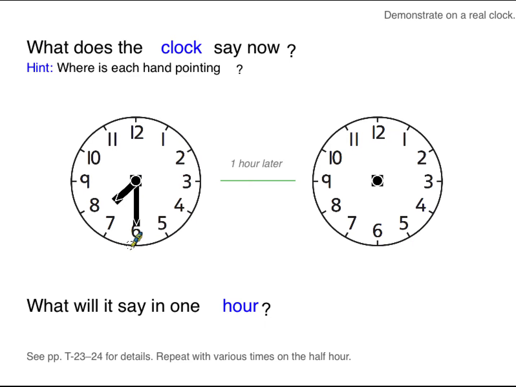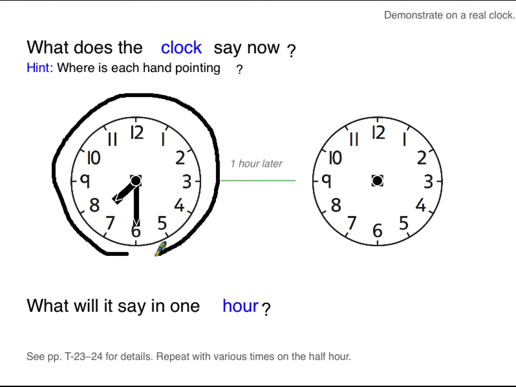All right, now the minute hand is pointing at the 6, and in 1 hour the minute hand will go around to the exact same spot. So it takes 1 hour for the minute hand to go all the way around one time. So if it starts at the 6, 1 hour later it's still going to be at the 6. If it starts at the 9, 1 hour later it's going to be at the 9. If it starts at the 2, 1 hour later it's going to be at the 2. But now we're at the 6, so 1 hour later, still at the 6.